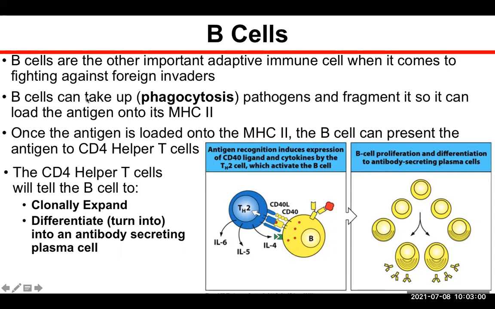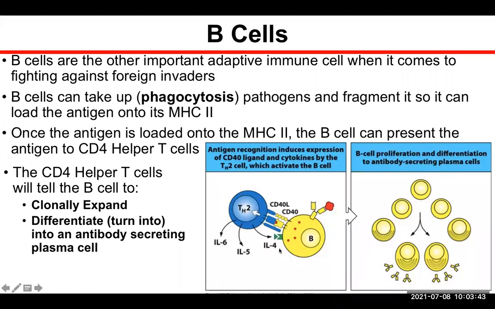Like I mentioned before, it's a professional antigen presenting cell, and all professional antigen presenting cells have the capability to phagocytose pathogens. It can be a whole pathogen, as you can see here. This is just, we'll say, a viral protein or a viral particle. Or if there are fragments of it in the environment, it can recognize it. Once it recognizes it, it can internalize or phagocytose it, fragment it, and load it onto its MHC2. The MHC2, again, is going to interact with the T cell receptor on CD4 T cells.